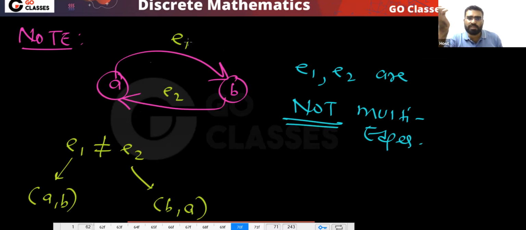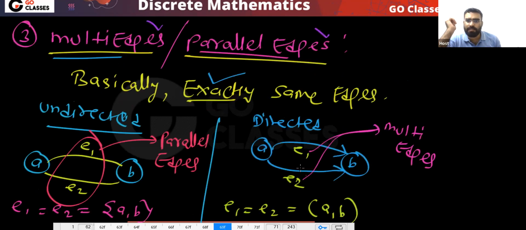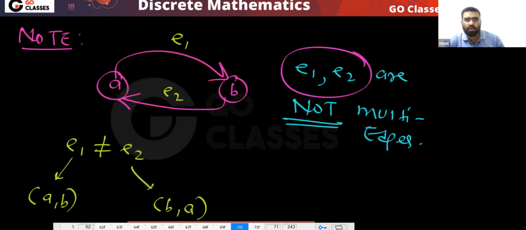They are completely different. For example, this is from A to B, and this is from B to A. If you want to go from A to B, you have to take E1. If you want to go from B to A, you have to take E2. So they are different, yes or no? If I remove E1, then you cannot go from A to B. But you can notice here E1 and E2 are the same. Both are A comma B, from A to B. Here also E1 and E2 are the same because they are between A comma B. So is this clear? The multi-edges definition: basically, exactly the same edges. There should be exactly the same edges. This is the definition of multi-edges. So here E1 and E2 are not multi-edges.